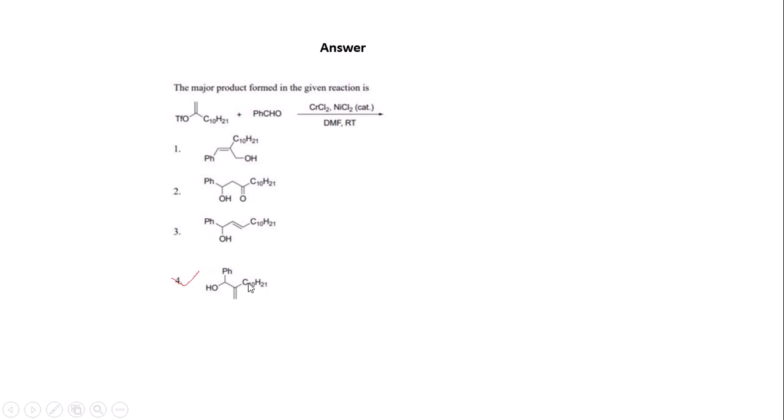Here in the case of Baylis-Hillman, an electron withdrawing group is present. The advantage of this cross coupling is that an electron donating group, that is a simple alkyl group, gives a similar type of product, the cross coupling product.